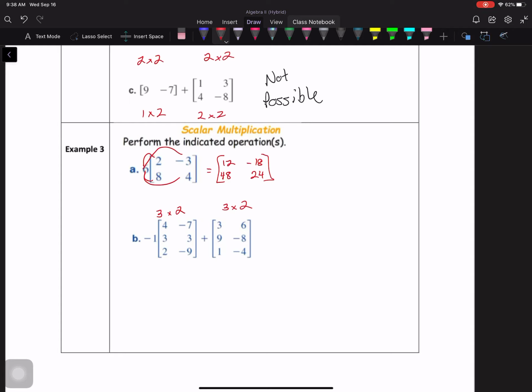Just like order of operations, you're going to do multiplication first, and then we're going to add. So let's do this. Start with the scalar multiplication. So negative 1 times 4 is negative 4. Negative 1 times negative 7 is positive 7. That's negative 3. That's also negative 3.